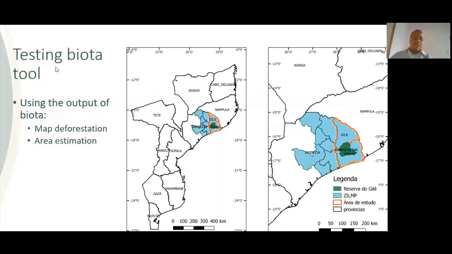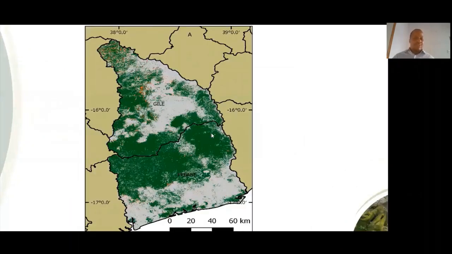The tool I want to show aims to get an estimation of deforestation and forest degradation. And I'm not going to be very thorough in terms of technical aspects. One thing that I have to say is that we tested this in two districts in Zambezia province, one of which is Gile, another is Pebane. We produced a deforestation map, and we tried to get a feel of the estimation of areas.